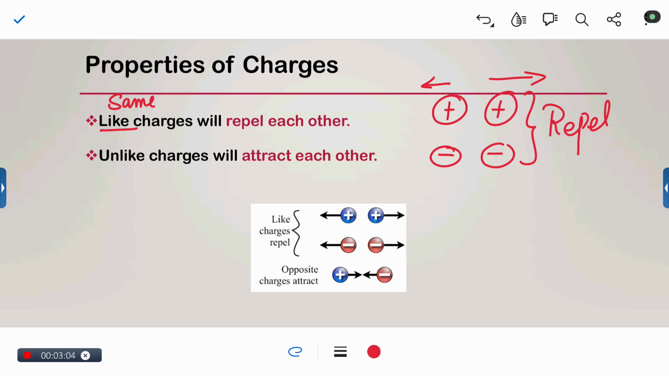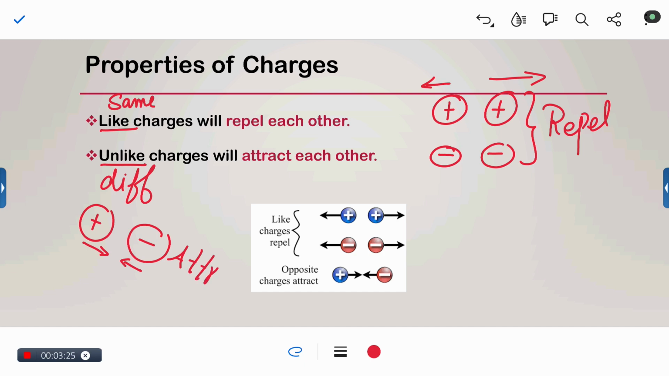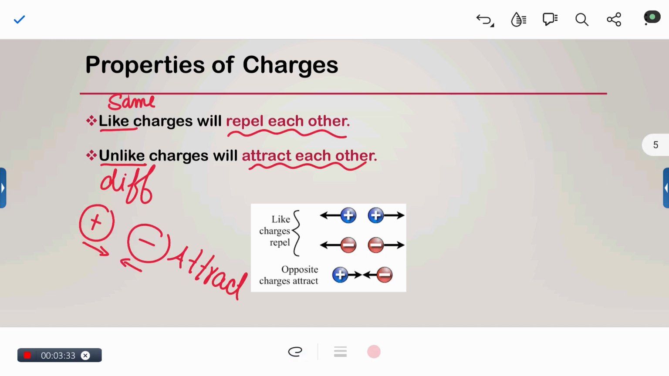That means the two charges will move away from each other. The two charges will repel. And unlike charges means different charges. That means a positively charged particle, that is a proton, is kept closer to a negatively charged particle, that is an electron. By that time the two charges will move closer towards each other. That states that the two charges will attract. So from this you can say that like charges will repel each other whereas unlike charges will attract each other.